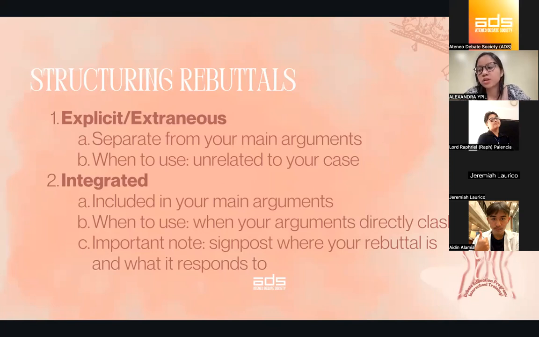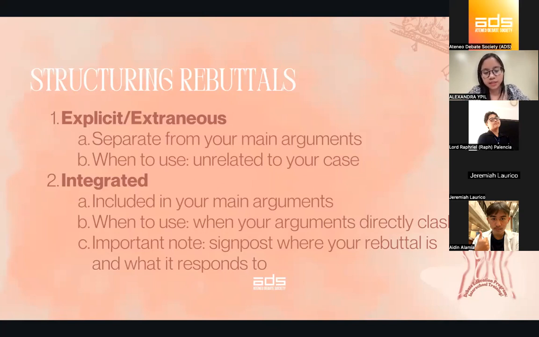And it also explains to the judge that you're actually responding to the speaker before you and not that you just said it on the top of your speech just so that you can escape your burden as a team to respond.